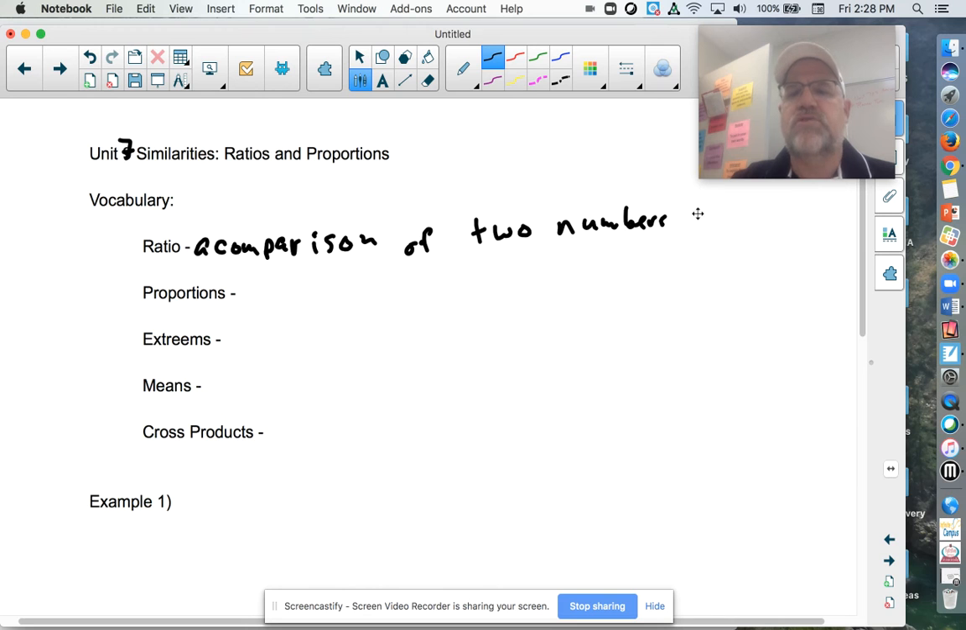Comparison of two numbers by division. Okay, and so just remember fraction. A ratio is a fraction. Now you can compare height and width. You can compare balls to strikes. You can compare any two numbers, cups of flour to cups of sugar. So you can compare any two things. If you're comparing those two things and we set it up as a fraction, it's considered a ratio.